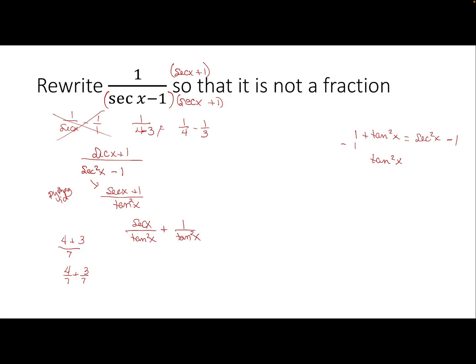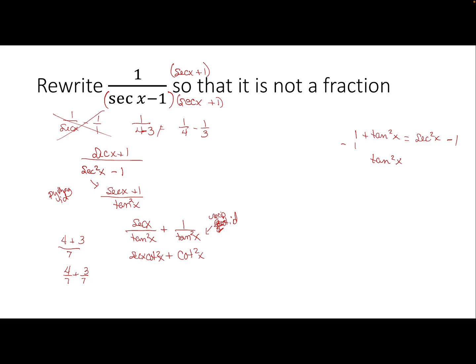Well, hopefully you recognize the quotient identity here. We have a 1 over the tangent squared of x, and that can be written as, apologies, not the quotient identity, the reciprocal identity. That can be written as the cotangent squared of x. We no longer have a fraction there. And so now we have a secant of x times a, let's bring that tangent squared up again, a cotangent squared of x.